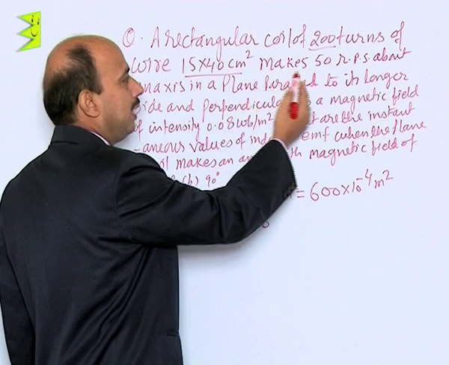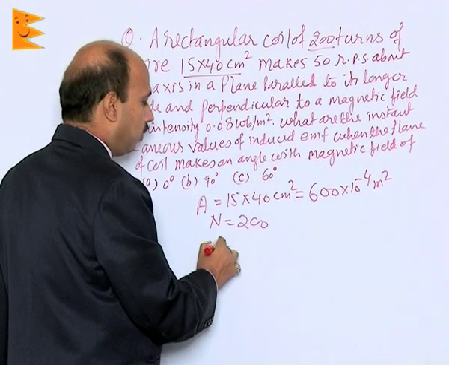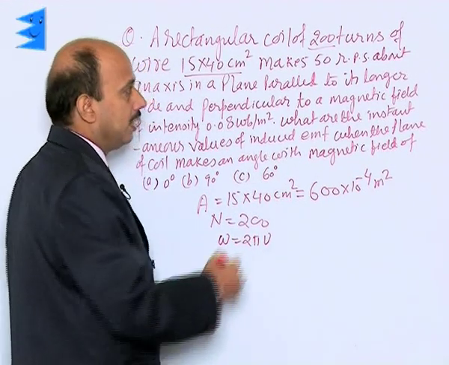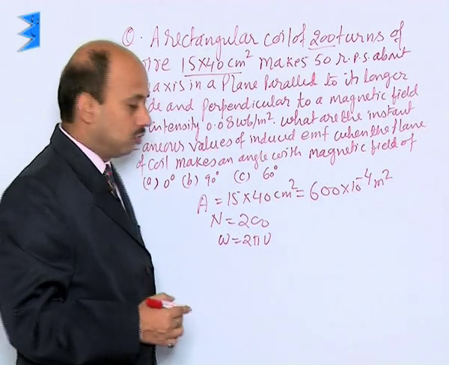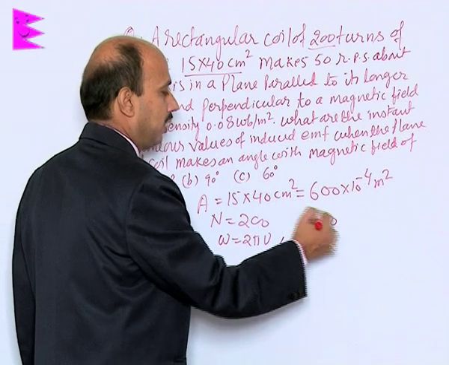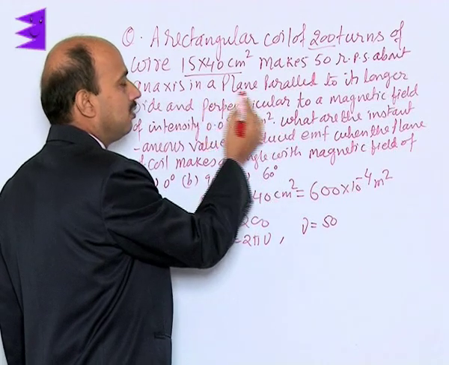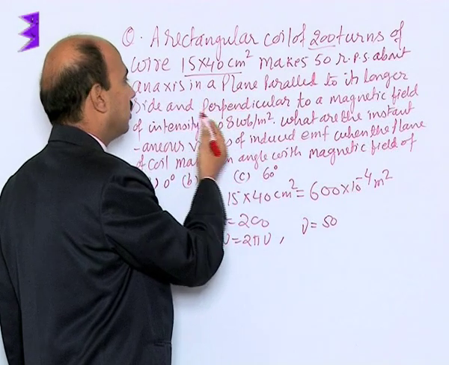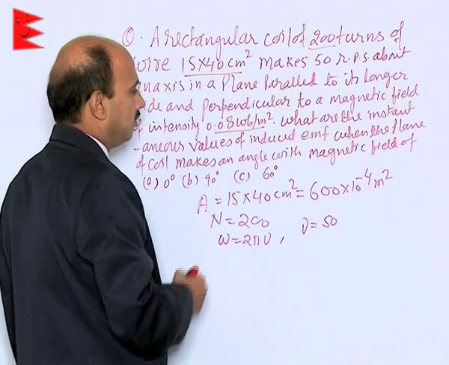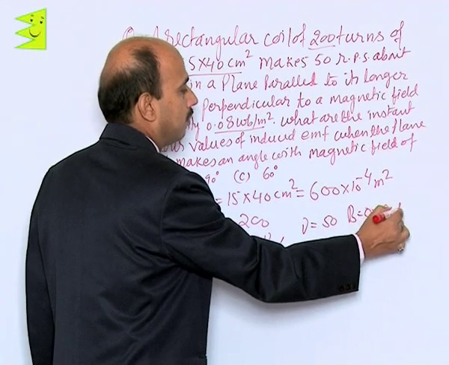Now it makes 50 revolutions per second. That is given here: omega is equal to 2 pi nu, that we know, and nu is given as 50. So in this case nu is equal to 50 revolutions per second. Now it is rotating about an axis in a plane parallel to its longer side and perpendicular to the magnetic field of intensity 0.08 Weber, that is B is equal to 0.08 Weber per meter square.